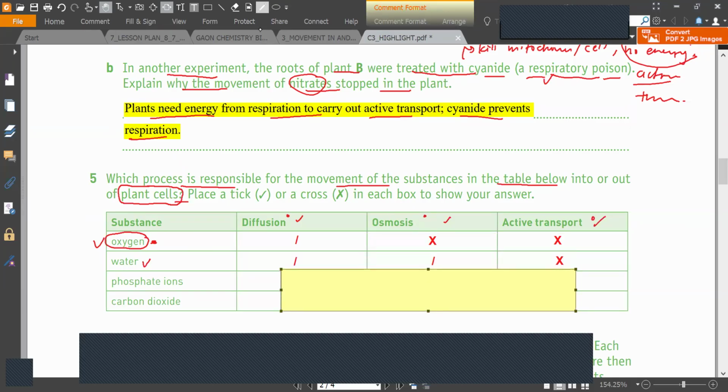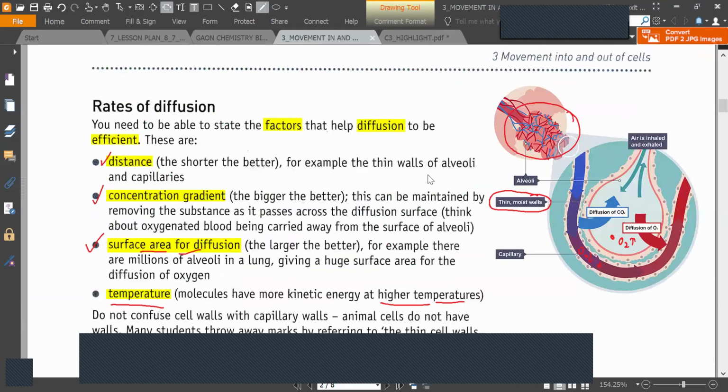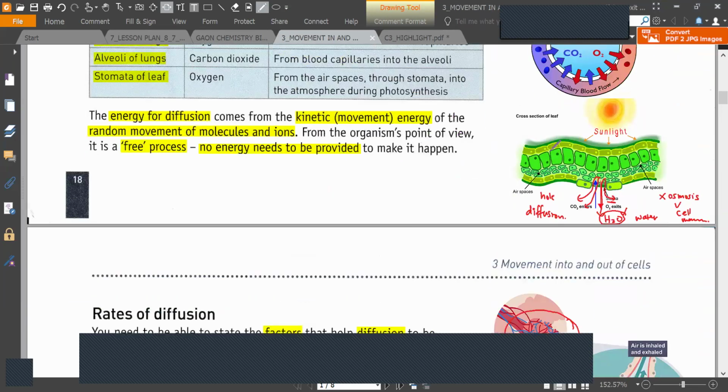But sometimes diffusion can happen, like what I mentioned just now, in the plants. If it's through the stoma, the diffusion of water can happen. If going through the cell membrane, it will be osmosis.